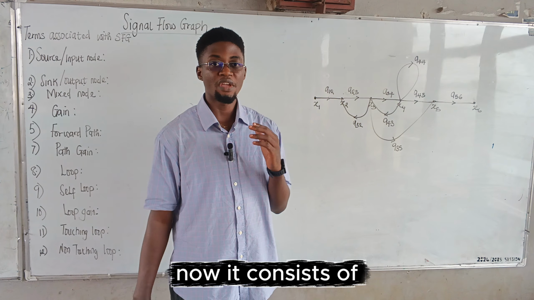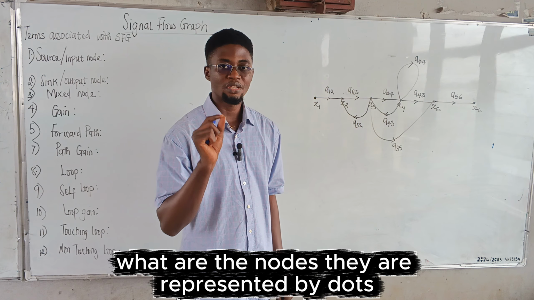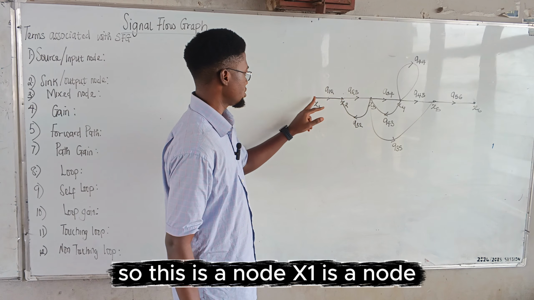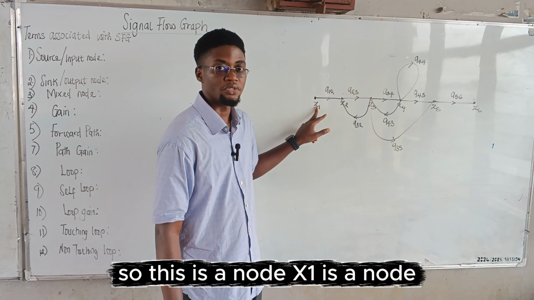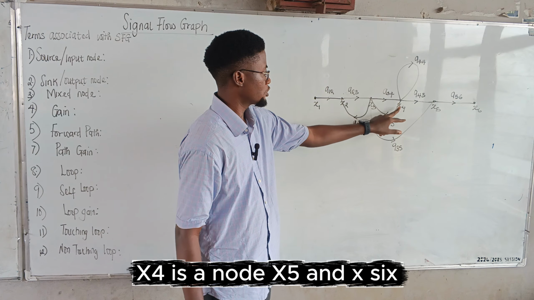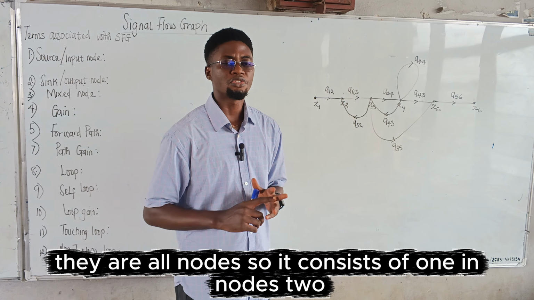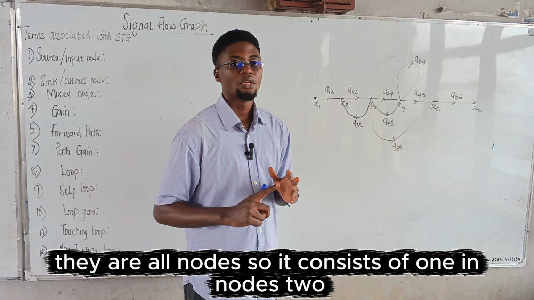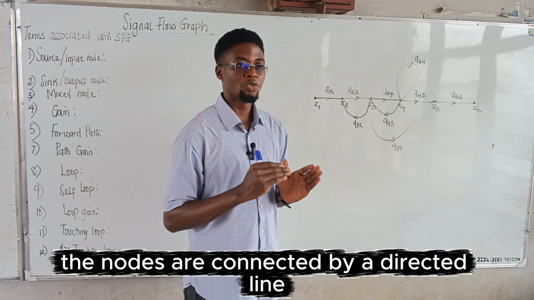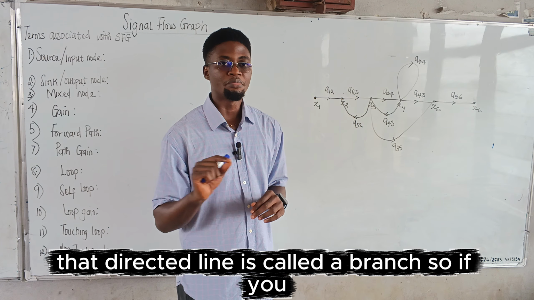Every signal flow graph consists of nodes. What are the nodes? They are represented by dots. So this is a node, x1 is a node, x2 is a node, x3 is a node, x4 is a node, x5 and x6, they are all nodes. Second, the nodes are connected by a directed line. That directed line is called a branch.